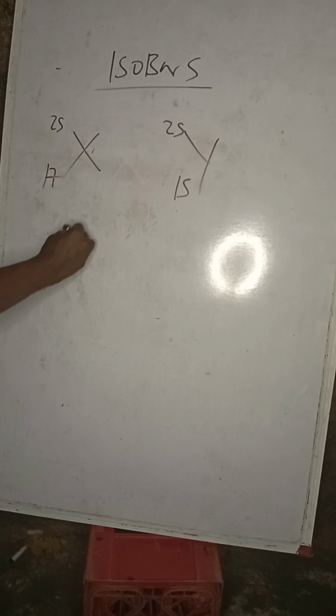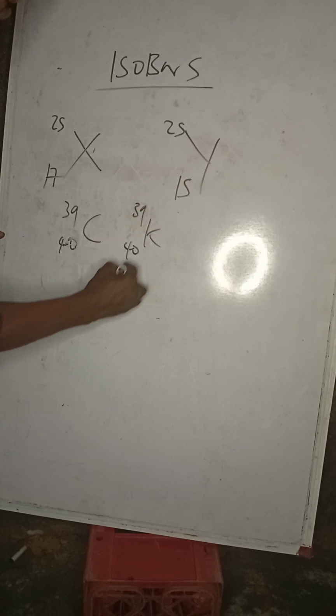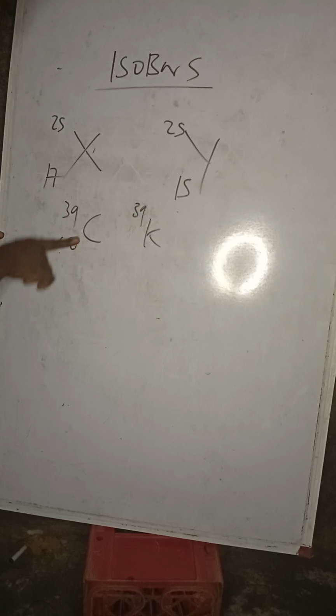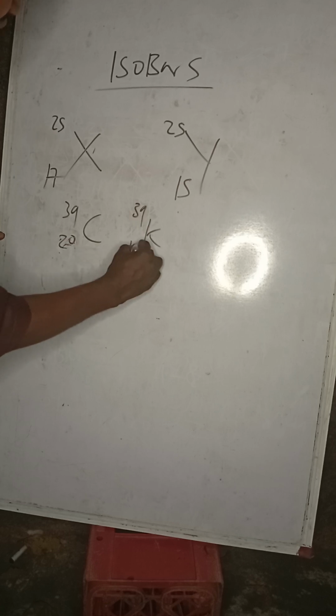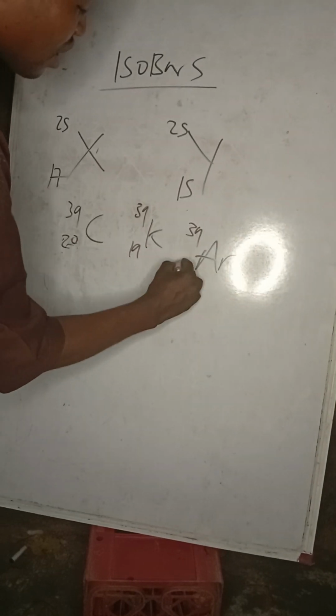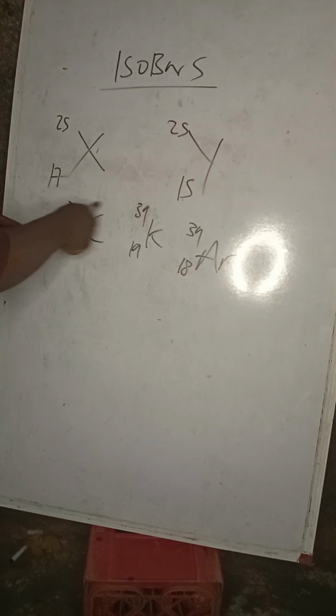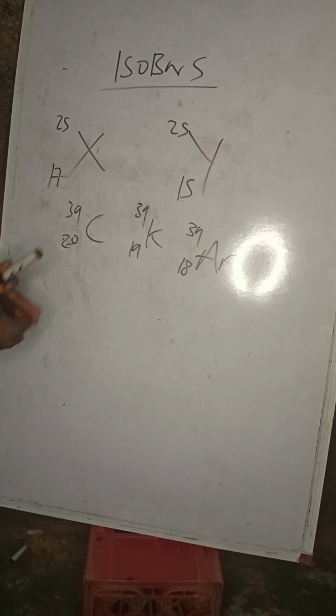An example in chemistry is calcium 39, 20, potassium 39, 19, argon 39, 18. Now 20, 19, 18 are the atomic numbers, but the mass number is 39. It's constant. Those are isobars.